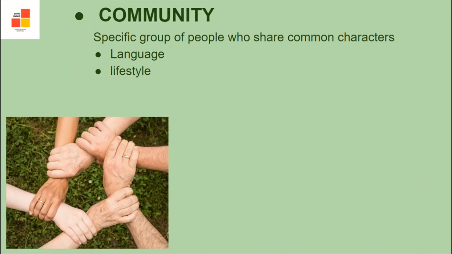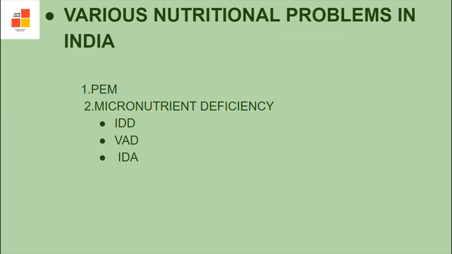Now, next, what do we mean by community? A community is a group of people living in the same place with some common characteristics like language, lifestyle, food intake, etc. Among the various nutrition problems in India are PEM and micronutrient deficiencies.